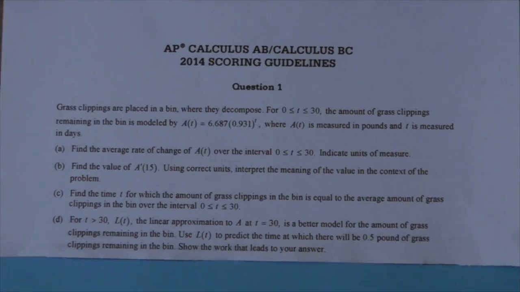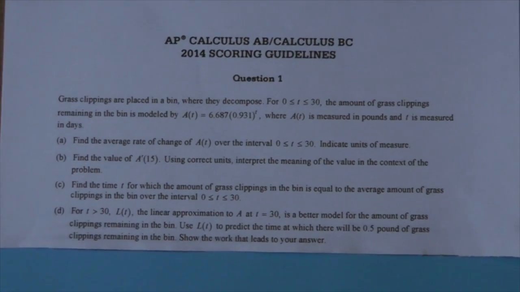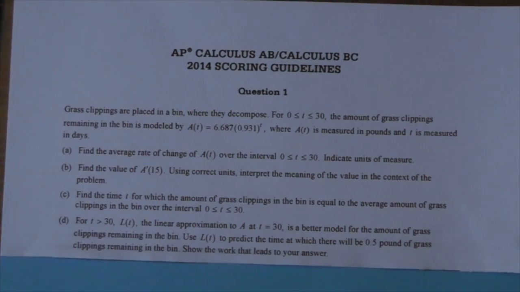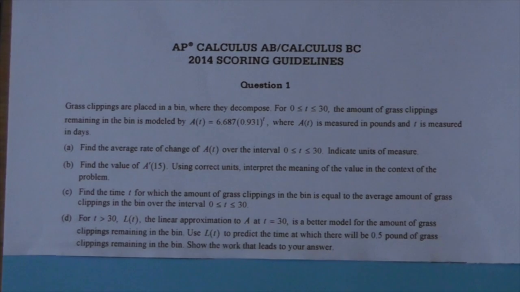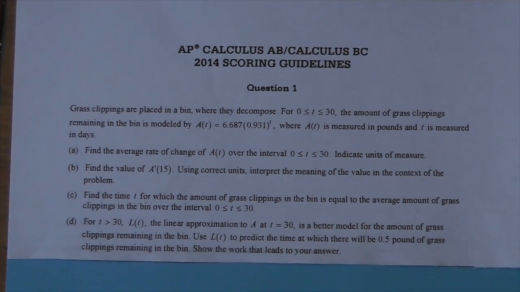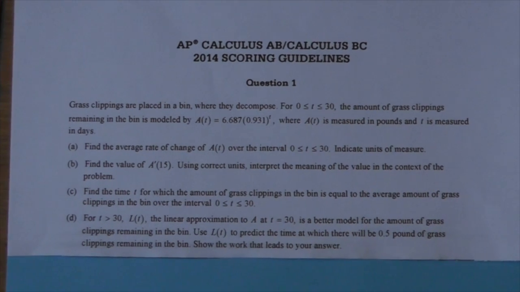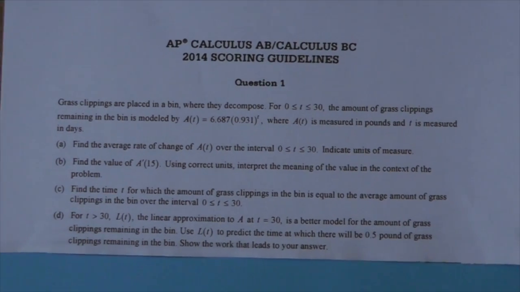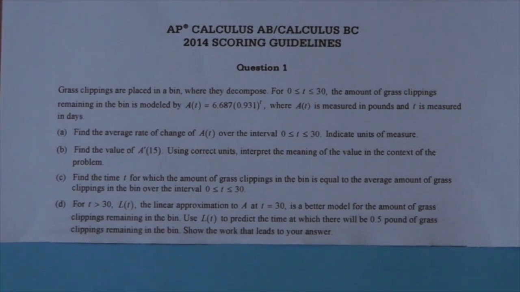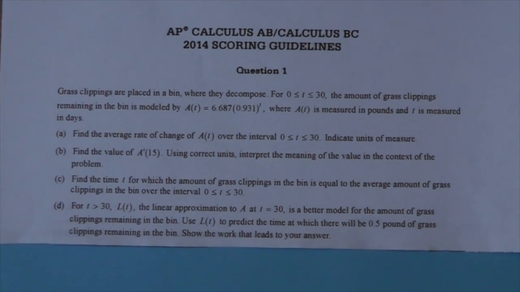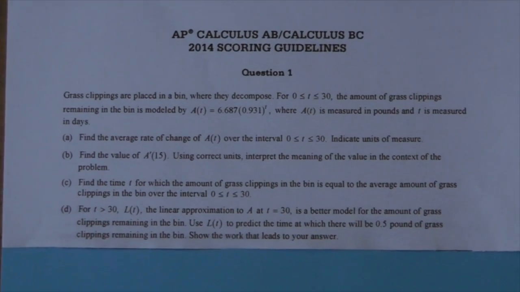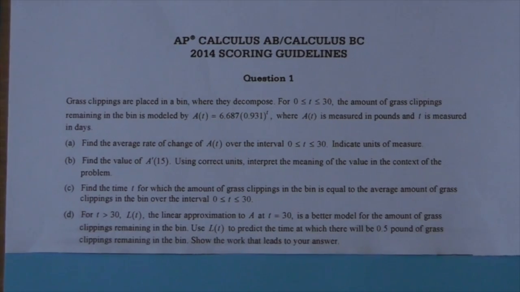To solve this problem, we first need to find the value of the average amount of clippings. And then we need to find the time t where the amount of clippings is equal to this value. It may be normal to think that we use the function a of t to find the average value. However, we are trying to find the average amount of clippings and not the average rate of change. Since a of t is a rate function and we need a position function, we will use the antiderivative of a of t.